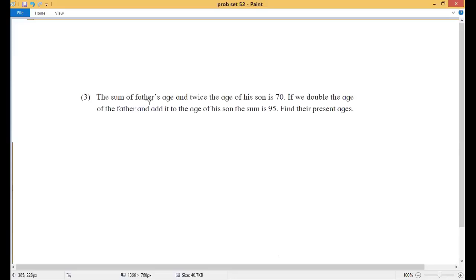Question 3 is: the sum of father's age and twice the age of his son is 70. If we double the age of the father and add it to the age of his son, the sum is 95. Find their present ages. So we are going to find here the age of father and son. Now let us call father's age x years and son's age y years.